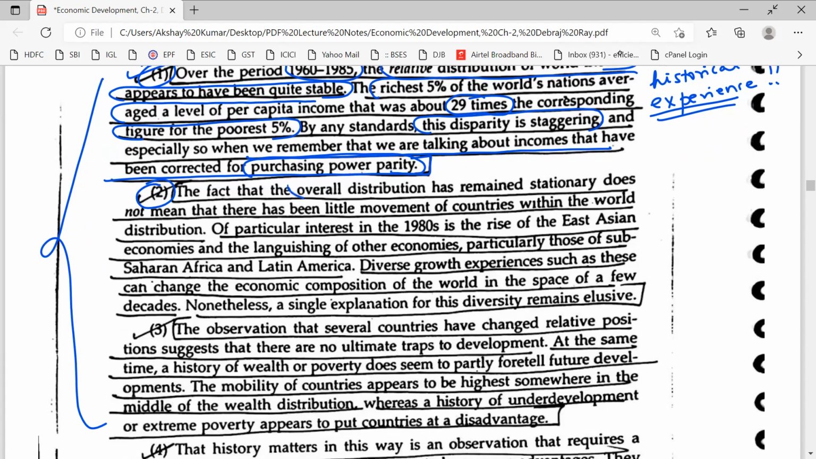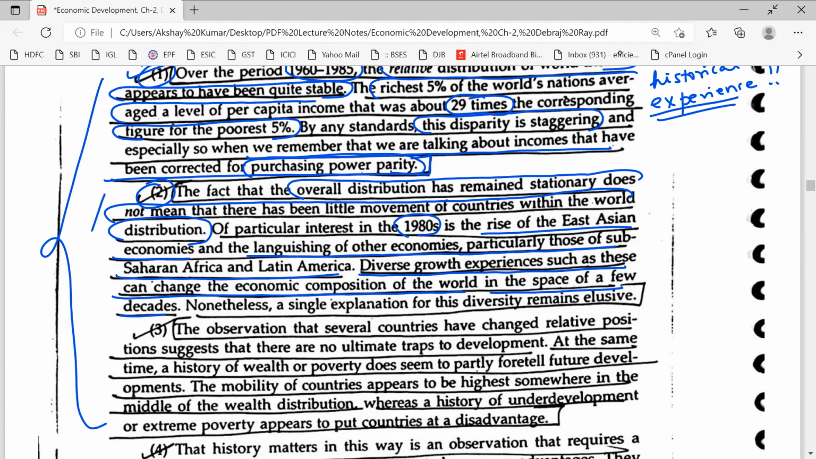The fact that the overall distribution has remained stationary does not mean that there has been little movement of the countries within the world distribution. Okay. So in the 1980s is the rise of East Asian economies and the languishing of other economies, particularly those of Sub-Saharan Africa and Latin America. Diverse growth experiences such as these can change the economic composition of the world in the space of a few decades.